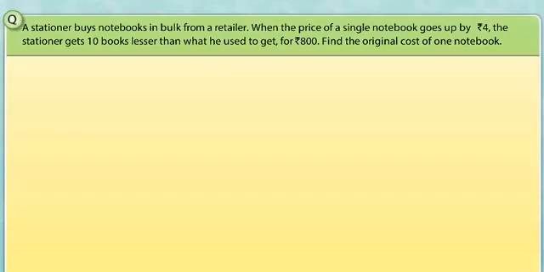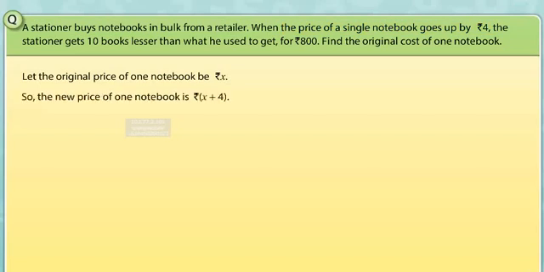Now, take a look at this example. A stationer buys notebooks in bulk from a retailer. When the price of a single notebook goes up by 4 rupees, the stationer gets 10 books less than what he used to get for 800 rupees. Find the original cost of one notebook. In this case, we are given that the price of a notebook increases by 4 rupees. Let's take the original price of a notebook as x rupees. Then the new price of a notebook will be x plus 4 rupees.